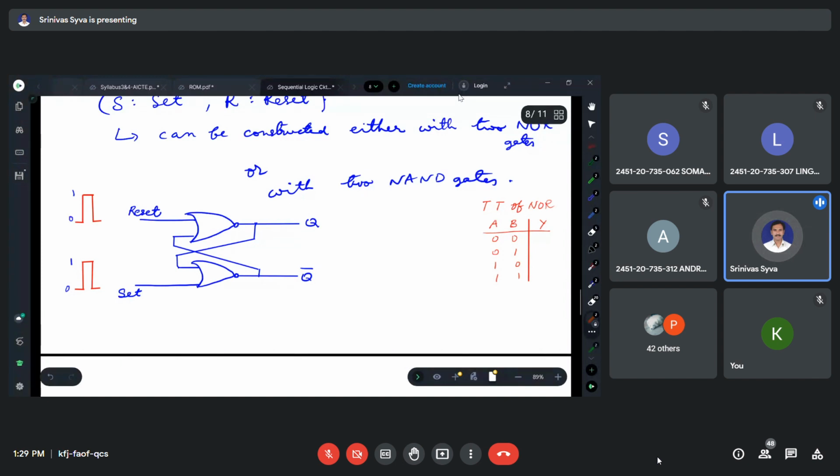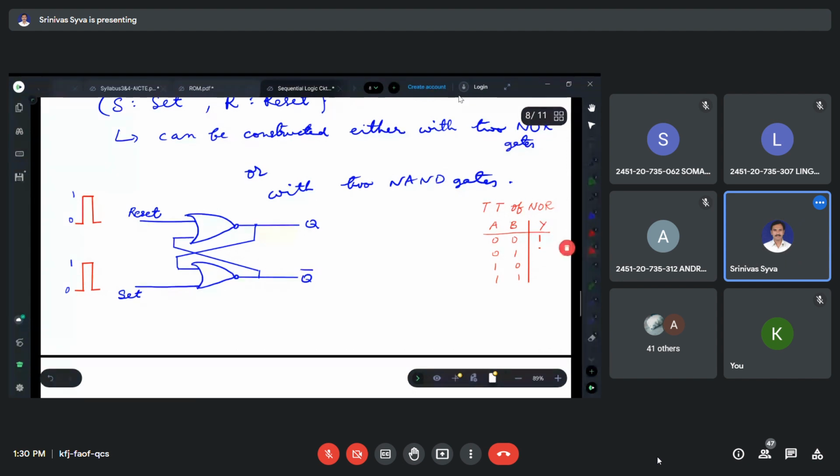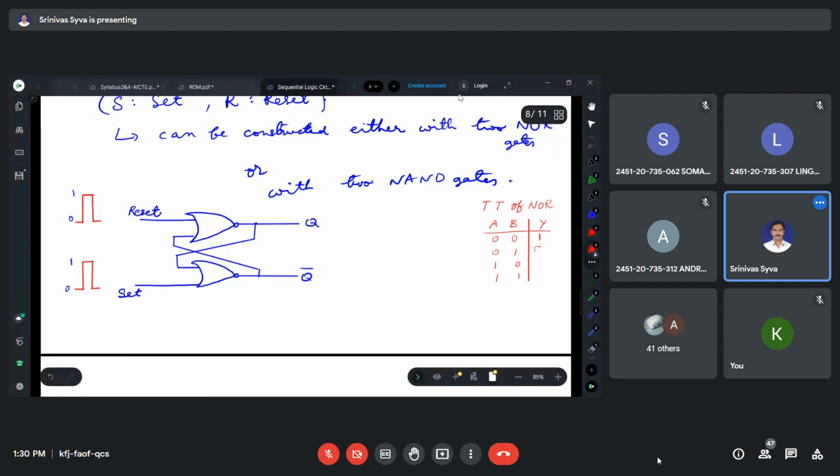It is the opposite of OR. So here it is 1. Here also. Tell me, in all other cases it is 0. Is it clear? 0, 0, opposite to the OR. No? So this is the table of the NOR. Okay.